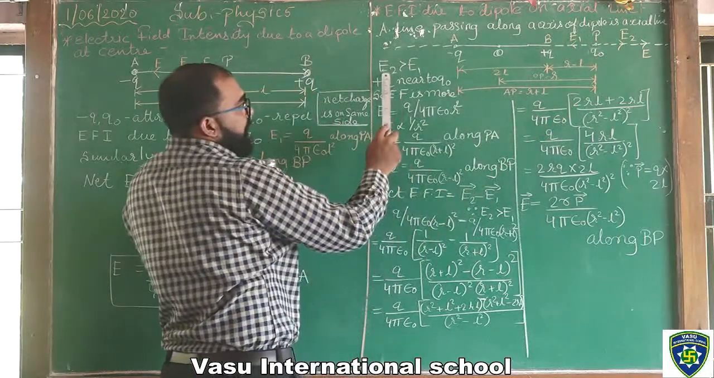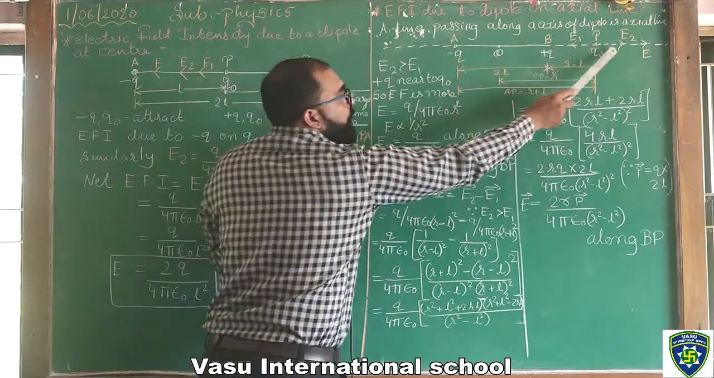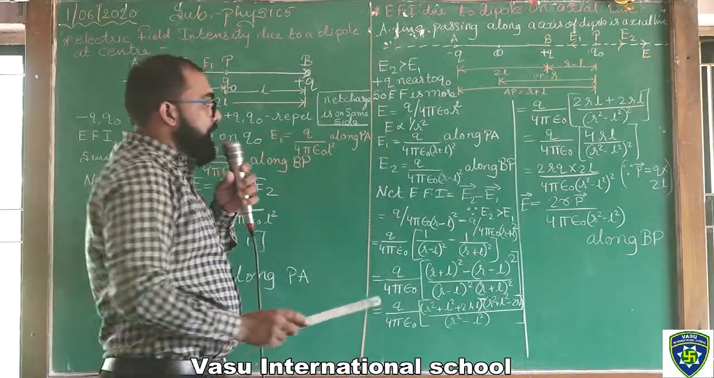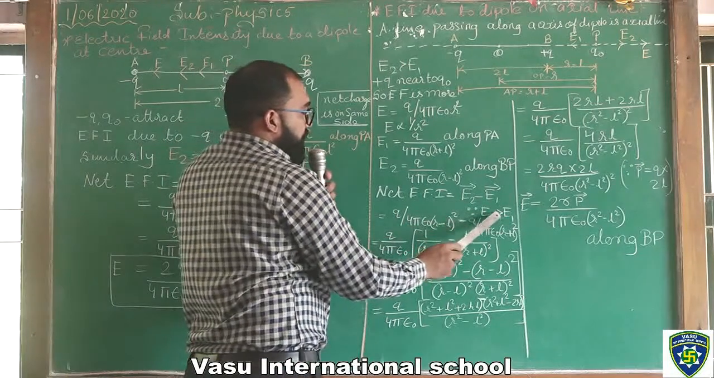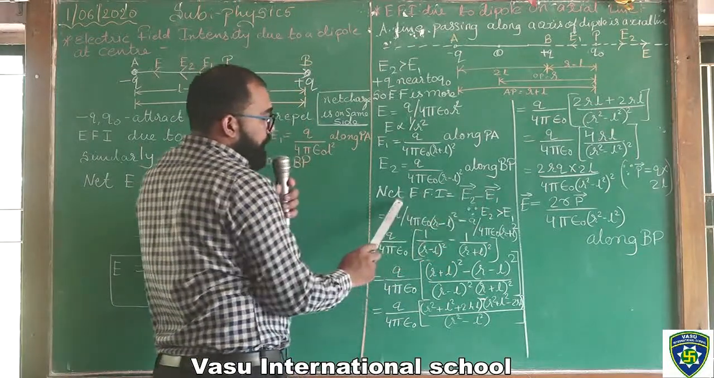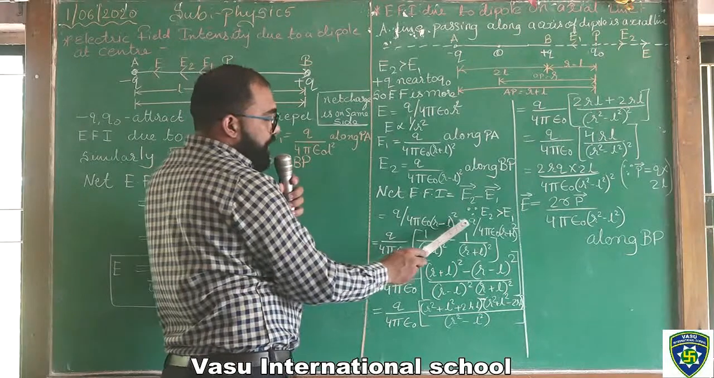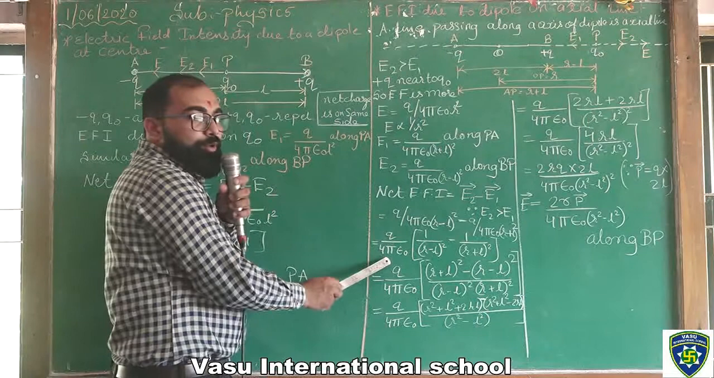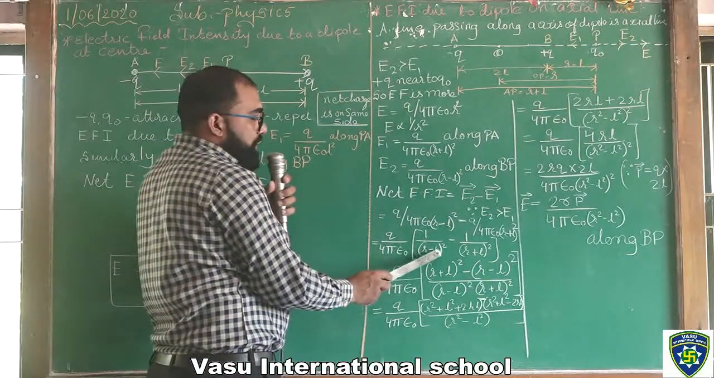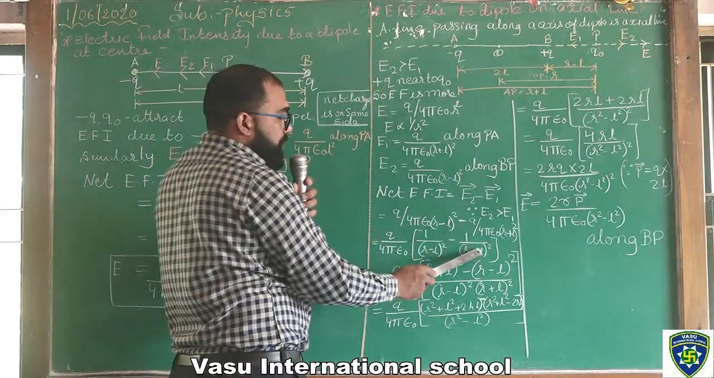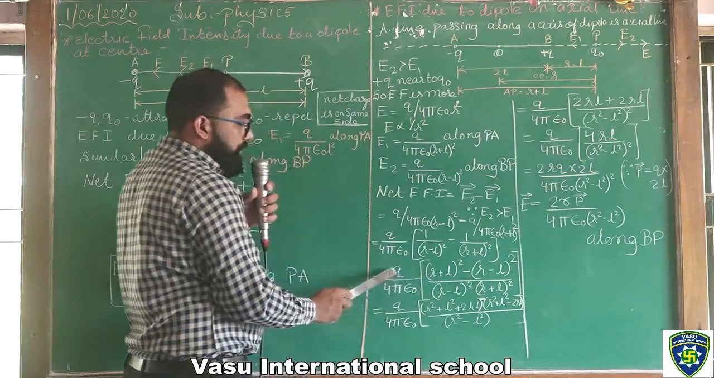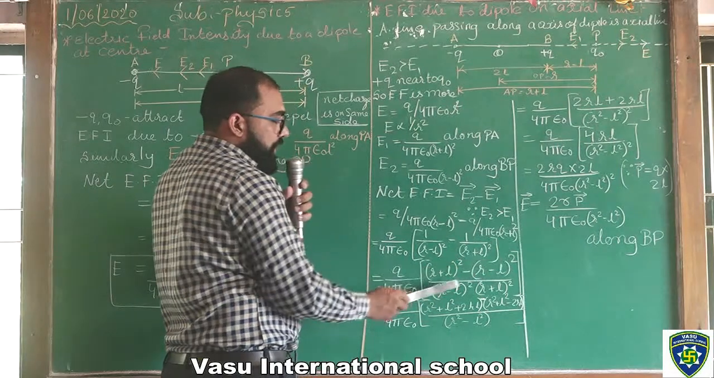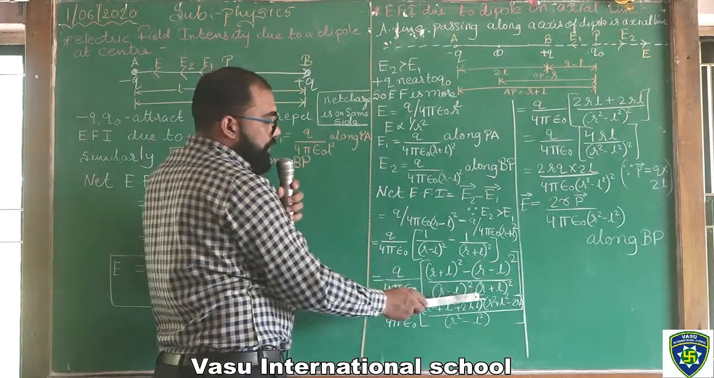Now as we have seen that E2 is greater than E1, and both are in opposite directions, the net electric field E is equal to E2 minus E1. We have the values of E2 and E1: Q upon 4 pi epsilon 0 (R minus L) square minus Q upon 4 pi epsilon 0 (R plus L) square. Taking Q upon 4 pi epsilon 0 common, 1 upon (R minus L) the whole square minus 1 upon (R plus L) the whole square. Now taking the LCM, Q upon 4 pi epsilon 0, (R plus L) the whole square minus (R minus L) the whole square, divided by (R minus L) square into (R plus L) square.